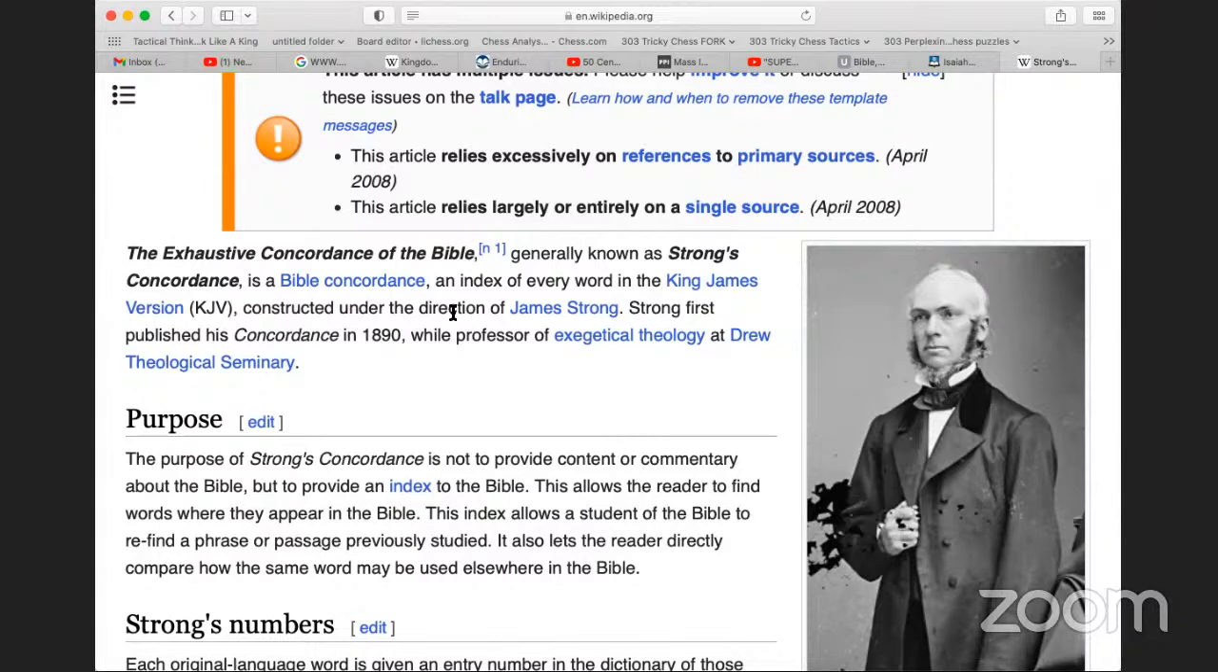Constructed under the direction of James Strong. That's where you get the Strong's Concordance from. It's James Strong. Strong first published his concordance in 1890. Remember that date, 1890, while professor of exegetical theology at Drew Theological Seminary.